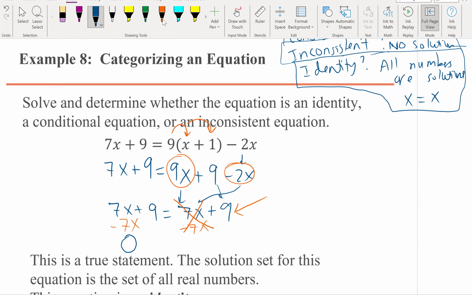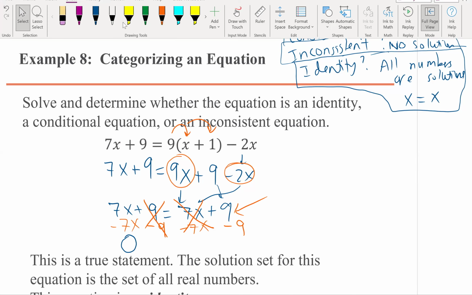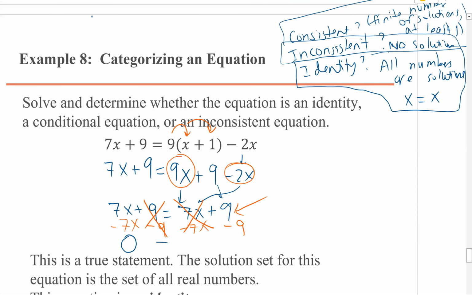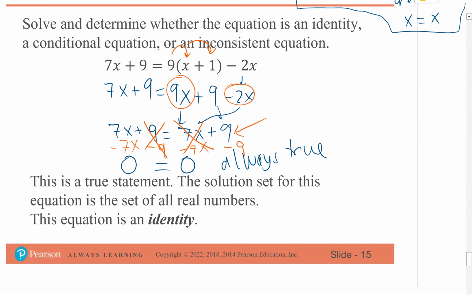And then I want to get all the constant terms on the right, so I'm going to subtract that 9 over to the right side. But then again, 9 minus 9 on the right side equals 0. 0 equals 0, that's always true, as opposed to the last example where I got 0 equals 6, which is never true. Always true, so as they said, this is a true statement, and it didn't matter what x was.